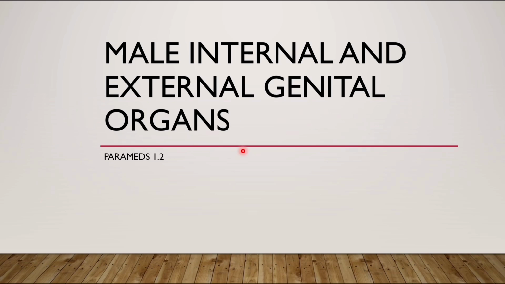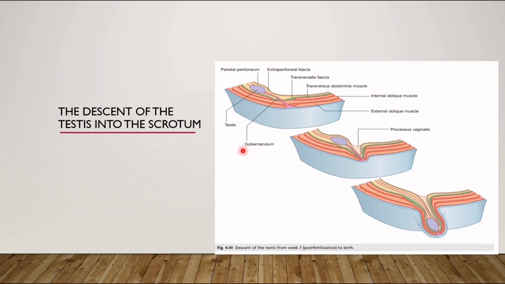So now let's talk about the male internal and external genital organs. To start off with, let's just talk about the descent of the testes into the scrotum. Initially in uterine life, the testes are found higher up in the abdominal region.